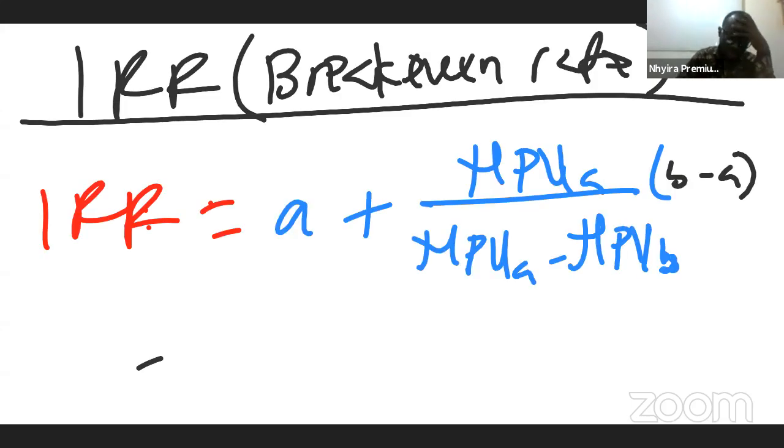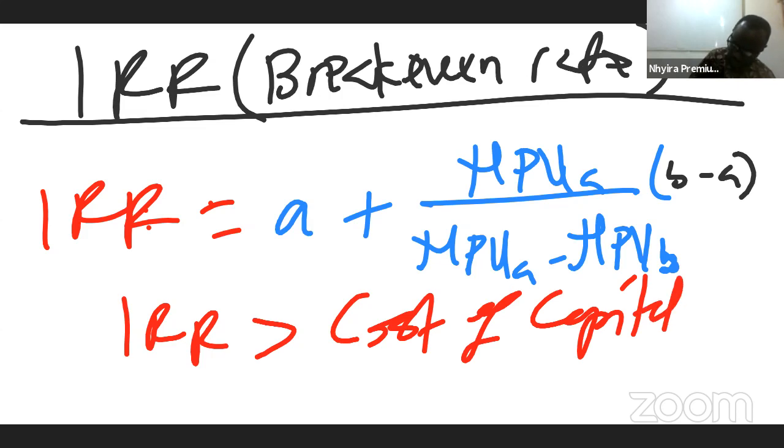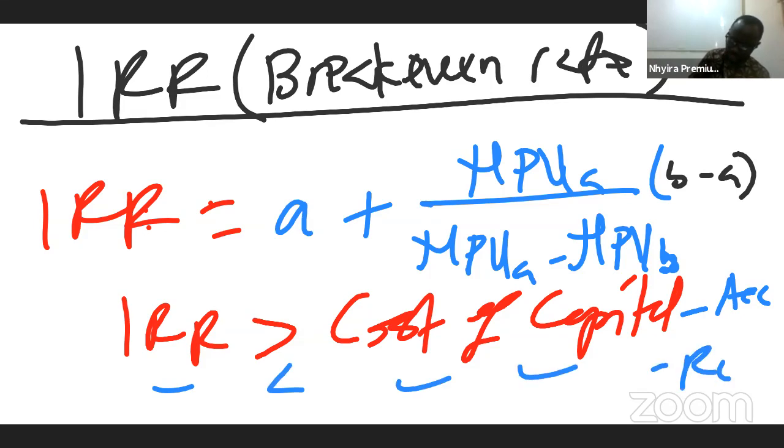So, if we are going to be calculating the internal rate of return, before I go into the computation, the decision rule here is that if the internal rate of return that we're going to be computing is greater than the cost of capital of the company, then we accept what? The project. So if it is greater, we accept. But if the internal rate of return is less than the cost of capital, then we reject the project in that case.